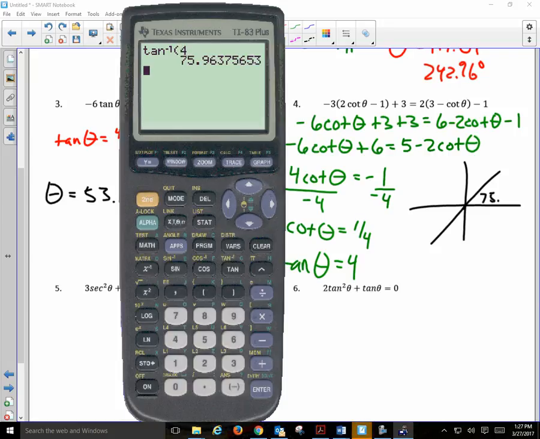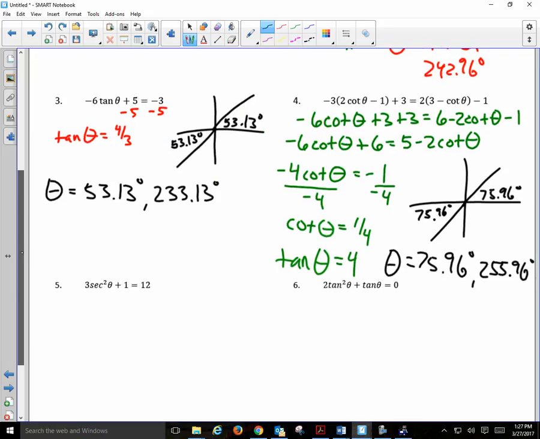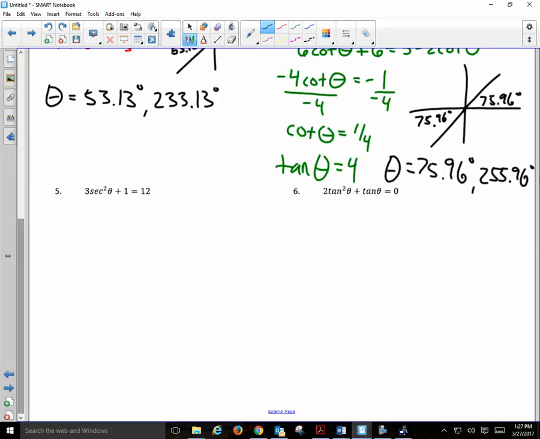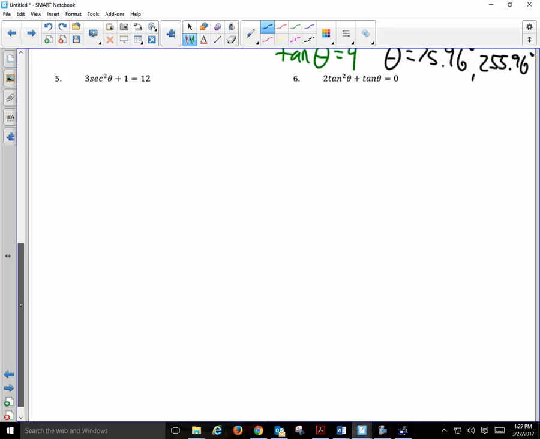75.96. I've got theta is 75.96 and 255.96. Sweet. Good times, huh? What makes number 5 different?